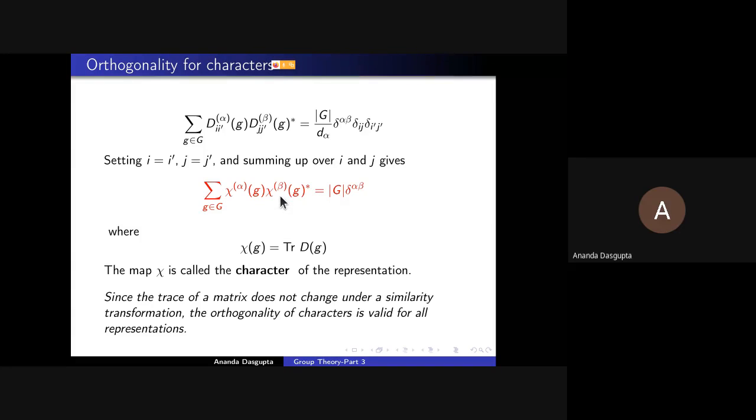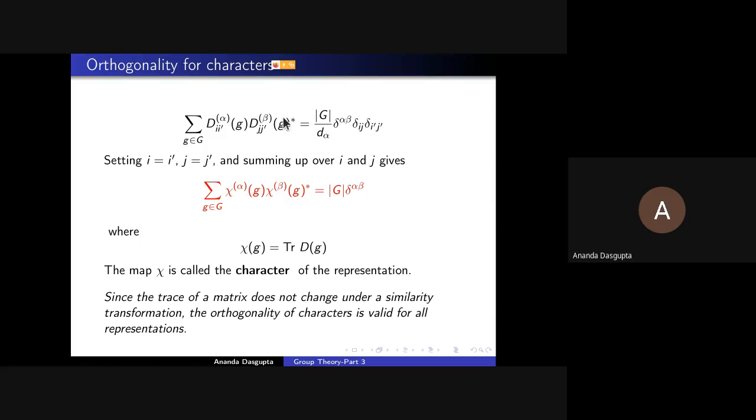But remember, for every finite group, no matter which irrep you have, you must have an equivalent unitary irrep, and the trace does not change when you do a similarity transformation, which means the trace of every irrep is the same as the trace of the corresponding equivalent unitary irrep. As a result, this result, although it was derived for the unitary irrep, is actually valid for all irreducible representations. Is that clear?